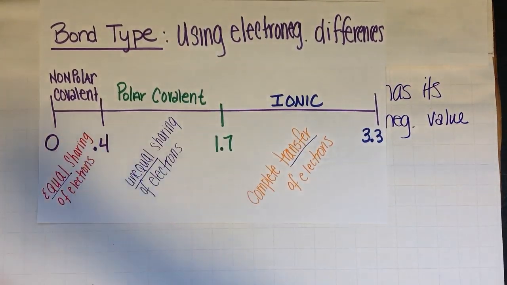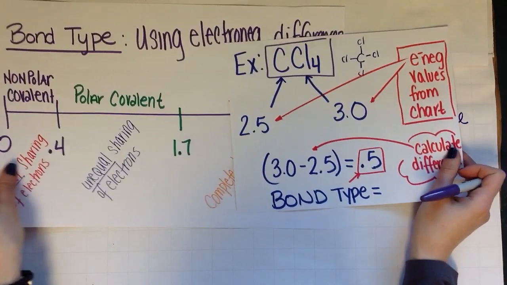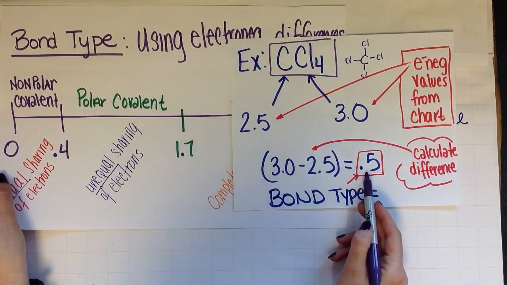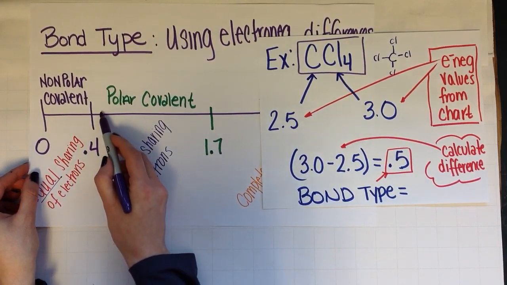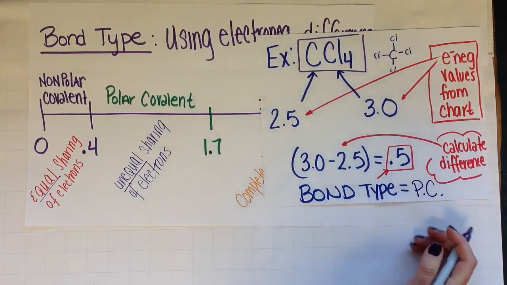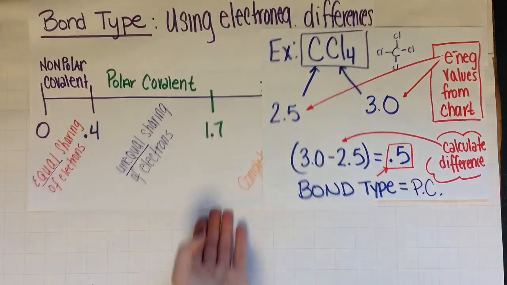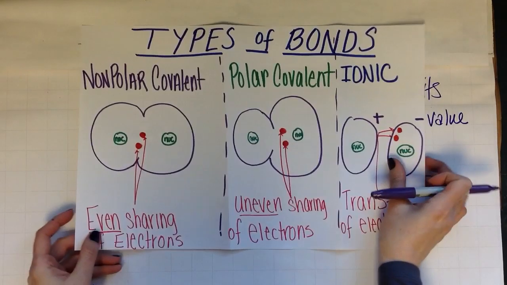Okay? So, if we bring back our example that we did a second ago, and we calculate the difference and we get this number, we plug it into the chart. 0.4 is here, so 0.5 is right behind it. So polar covalent is the bond type. Polar covalent. Uneven sharing.